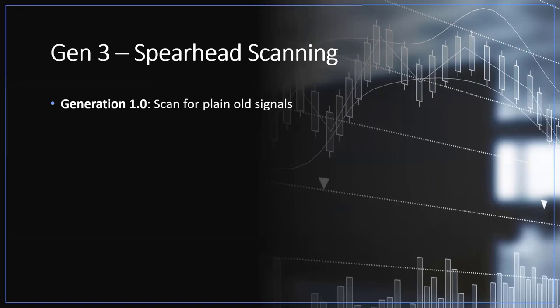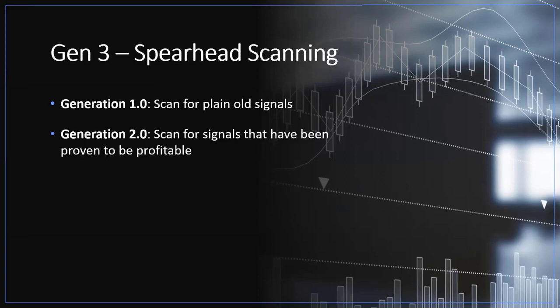Generation 2 is I want to scan for signals which have been proven to be profitable in the past. Okay, that's already one step further. So now we're not only considering any symbols, any signals, but only the signals which have been proven to be profitable. But we can even push it one step further.